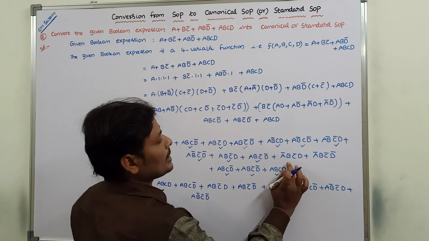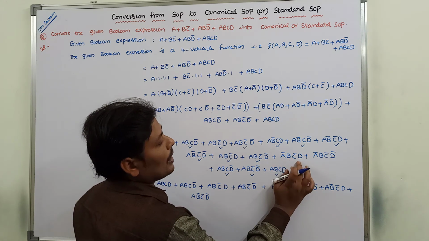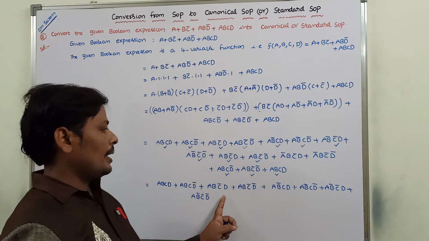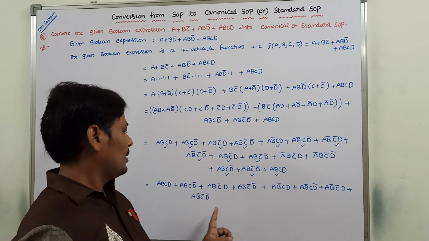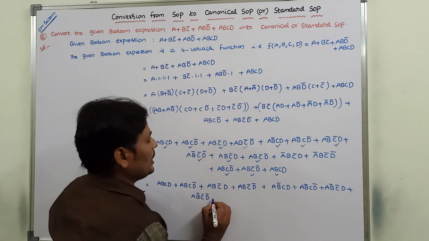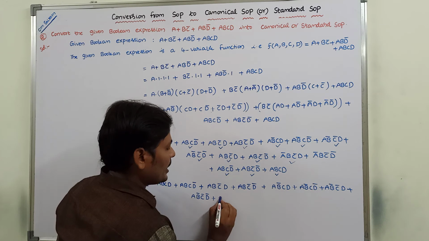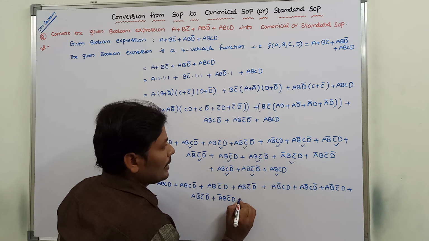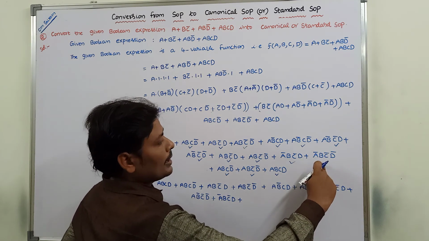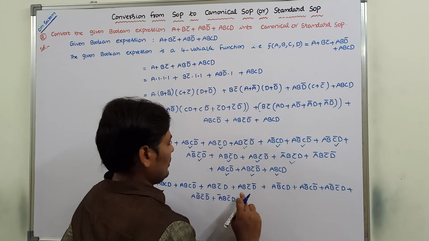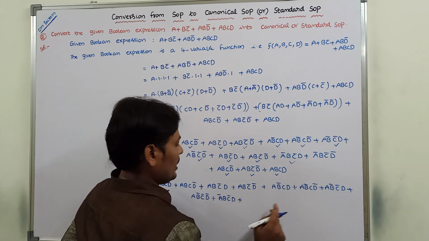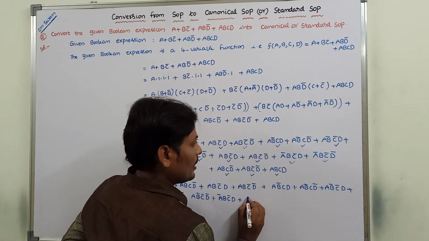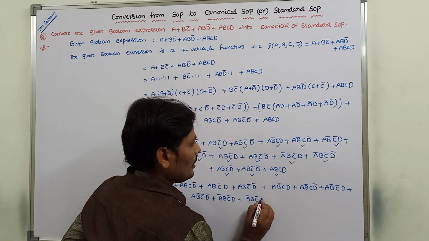Next one, this one. A bar B, C bar D. Here it is there. No, it occurred only one time. I am writing this one, A bar B, C bar D. Okay. Next one. So here it is A bar B, C bar D bar. No, it occurred only one time. I am writing A bar B, C bar D bar.